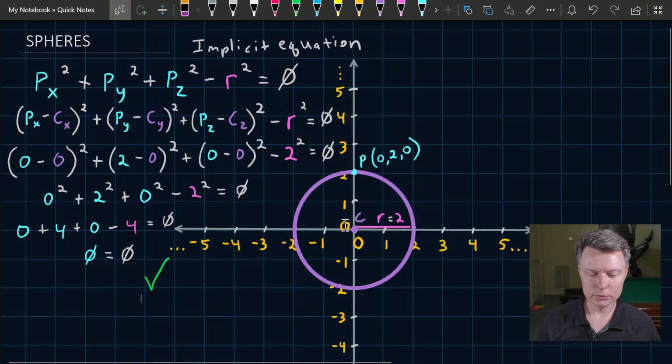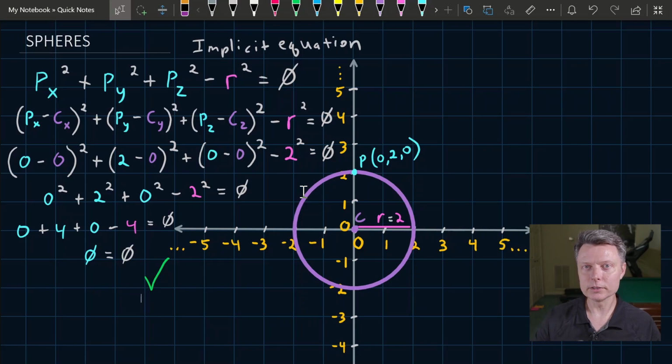So if this was moved up by 1, then you need to take that 1 back off when you do the calculation, and then everything should be put back into the world origin coordinates, and everything will work out. So you'll get 0 equals 0 at the end. So everything should equal 0 if the point is indeed on the sphere. And that's no matter where the sphere is or how big it is. And so hopefully this makes sense intuitively.